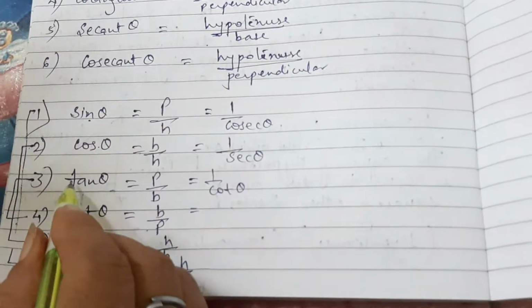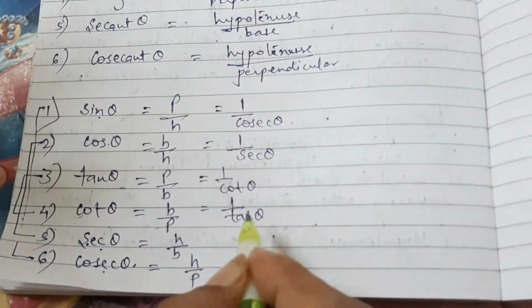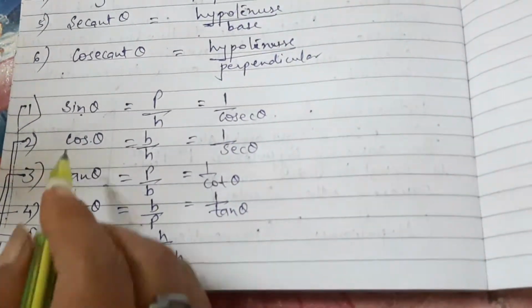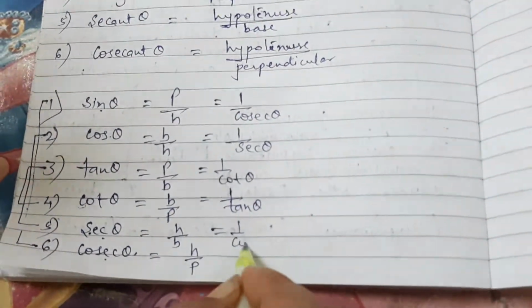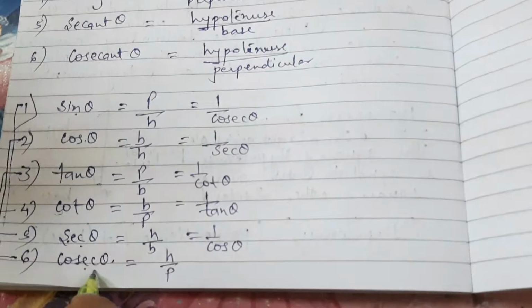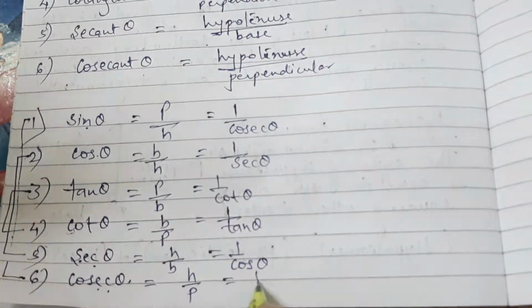Cot theta is the reciprocal of tan theta, so the formula will be cot theta is equal to 1 upon tan theta. Sec theta is the reciprocal of cos theta. The formula of sec theta is 1 upon cos theta. Cosec theta is the reciprocal of sin theta, so cosec theta is 1 upon sin theta.